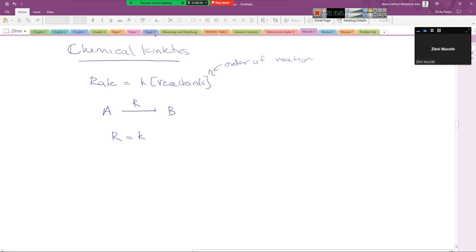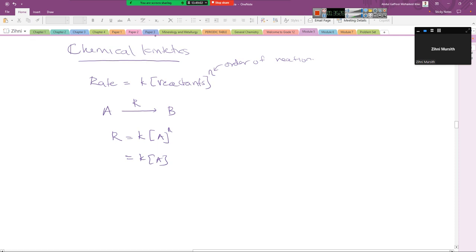K is what? That is the rate constant, right? And this is A. What is the reactant here? A to the power N, right? Since this is an elementary reaction, the order of reaction will be exactly equal to the stoichiometric ratio. So this will be equal to K into concentration of A, right?